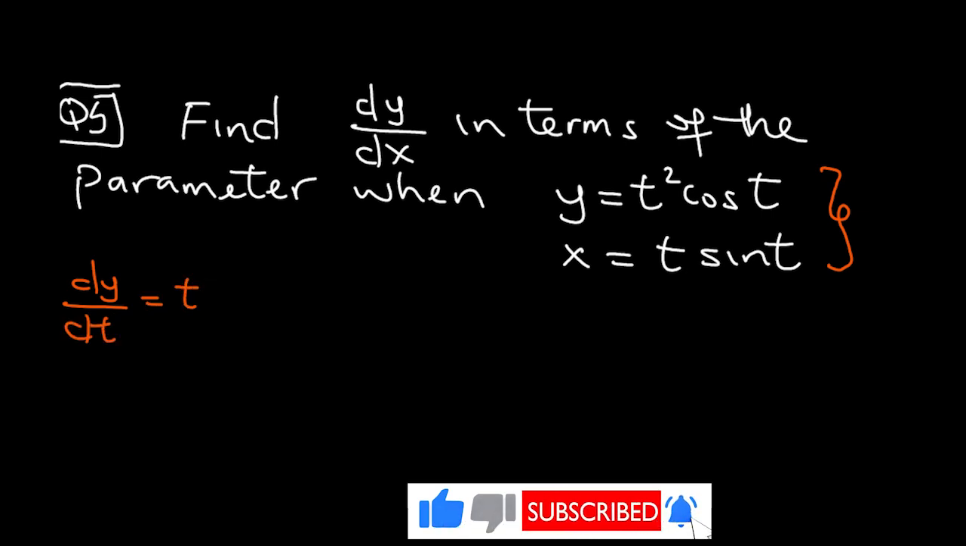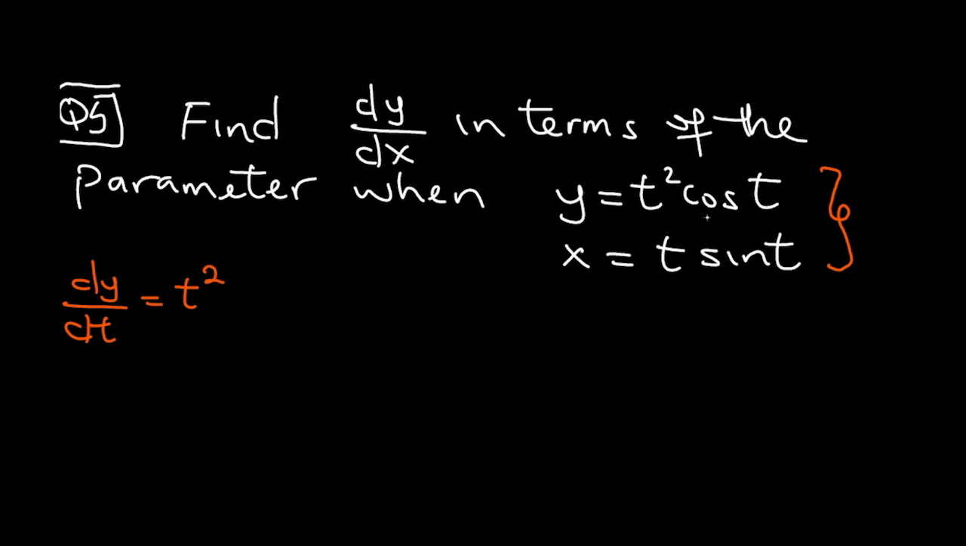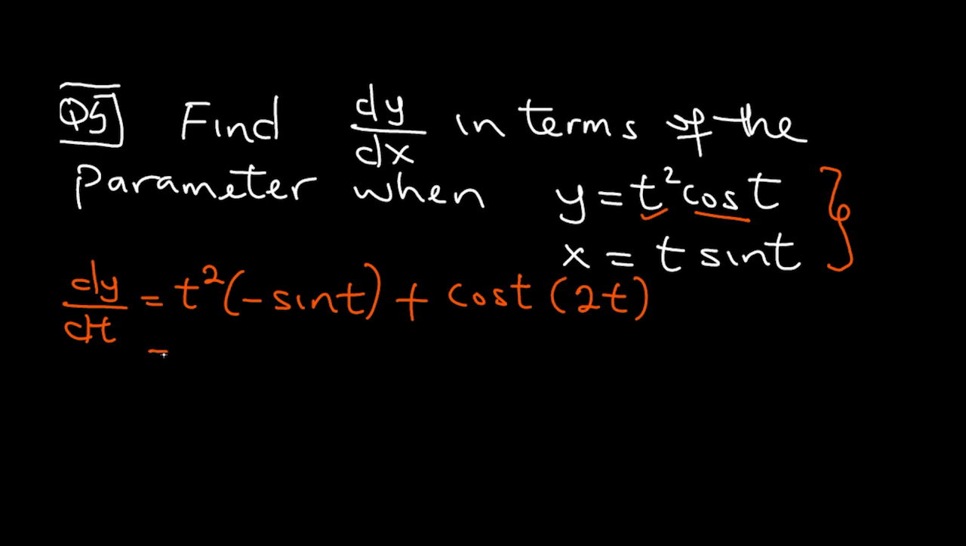We keep t squared constant, and then we differentiate cos t. That will give us a minus sin t, and then plus, we now take cos t constant and differentiate t squared. That will be 2t. This will give us minus t squared sin t, and then plus 2t cos t. So that's what we have for dy/dt.